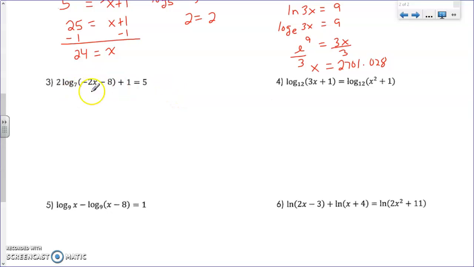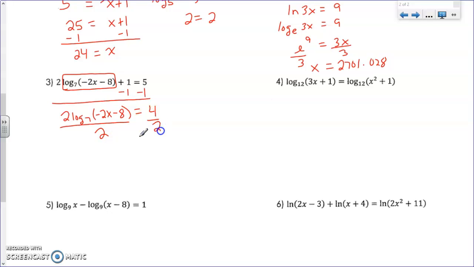Here we have one log. We have to get it by itself. You may need to circle it to remind yourself what you need to get by itself. So we're going to subtract 1. That gives me 2 log base 7 of negative 2x minus 8 equals 4. And then I'm going to divide by 2. The 2's cancel here, and I get log base 7 of negative 2x minus 8 equals 2.